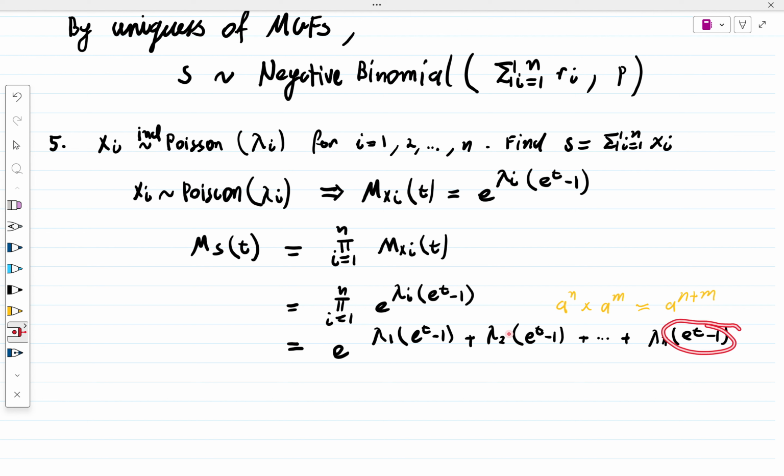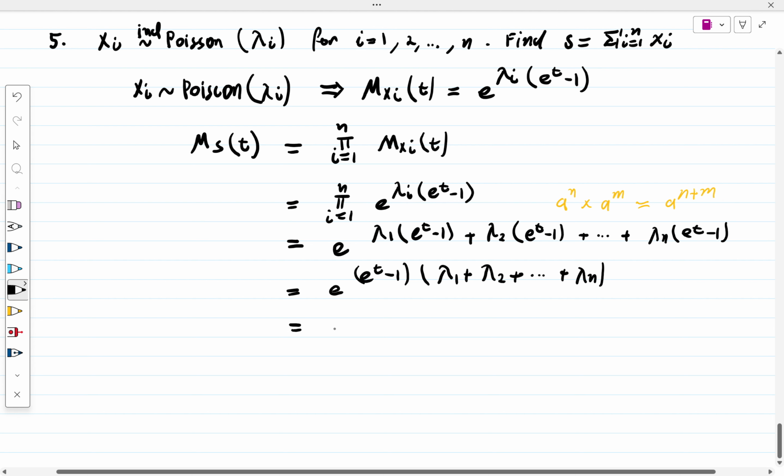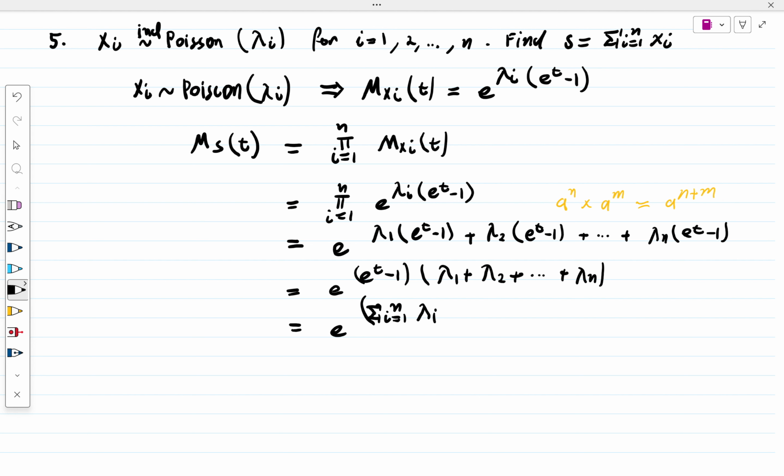Now, all of these terms have a common factor of e to the t minus 1, so I'm going to factor that out in the power. If I factor out e to the t minus 1, I'm left with lambda 1 plus lambda 2 plus dot dot dot plus lambda n. Or to rewrite this succinctly, the sum from i equals 1 to n of lambda i, times e to the t minus 1. And what do you know? This looks very similar to the MGF of a Poisson distribution, except instead of a single lambda in the expression, we've now got the sum of lambdas.